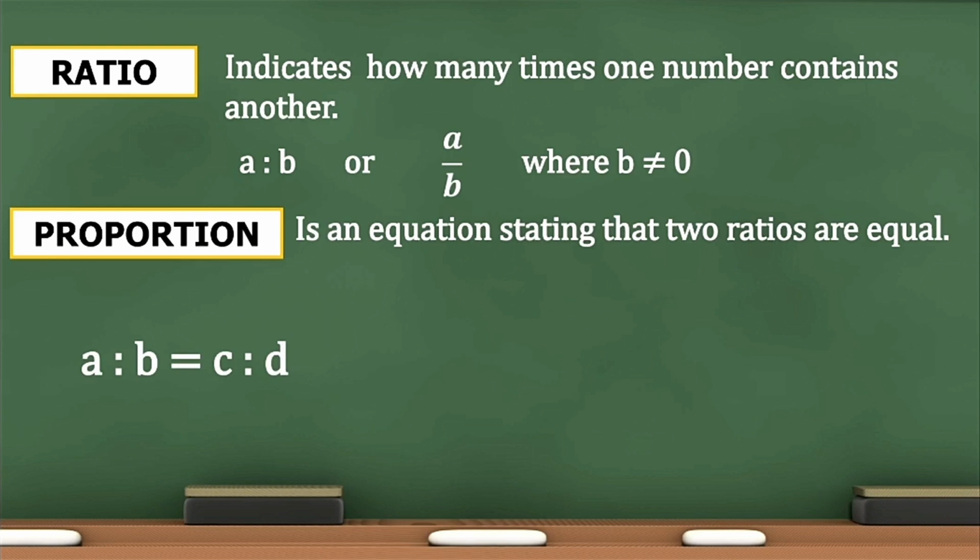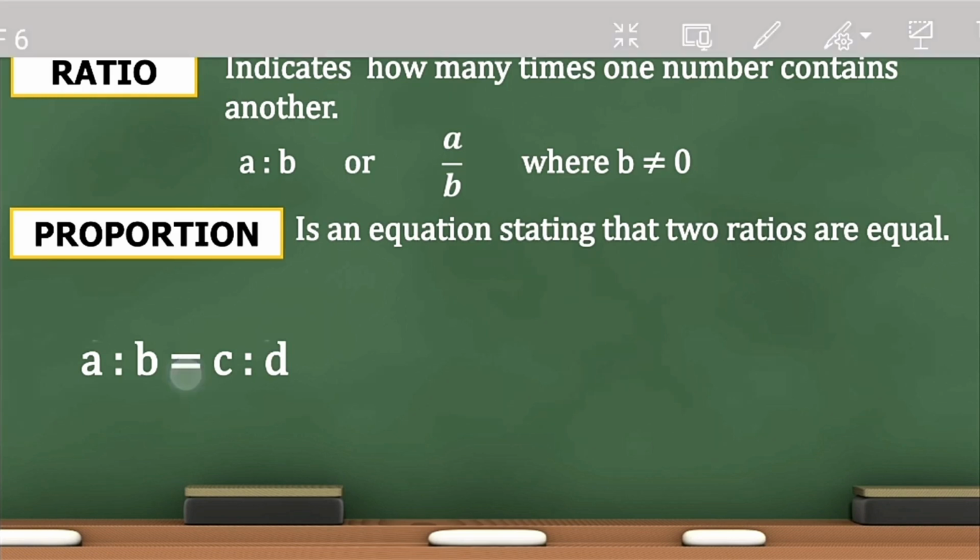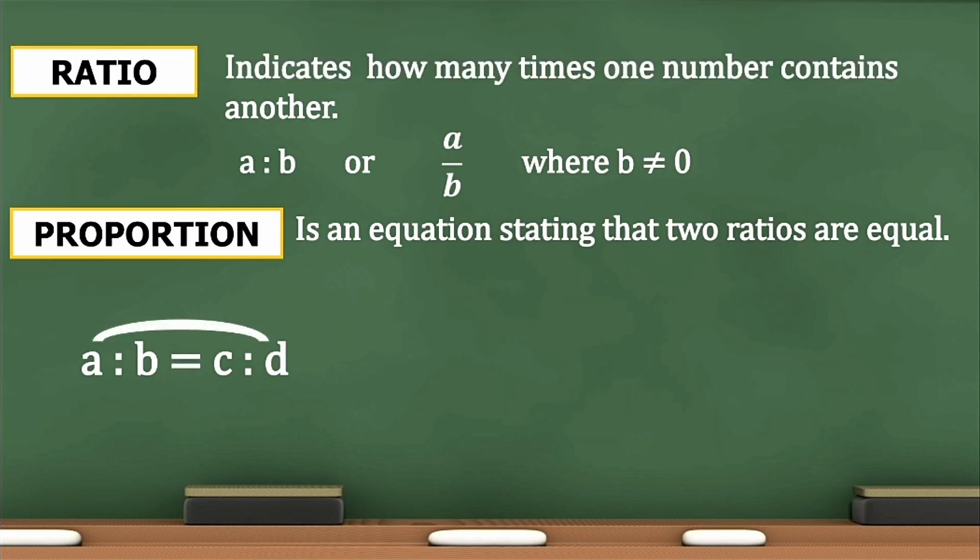At sa proportion, meron tayong tinatawag na outer terms at inner terms. And in this example, yung outer terms natin ay yung A and D. Ito yung tinatawag nating extremes. Yung inner terms naman na B and C, ito naman yung tinatawag nating means.